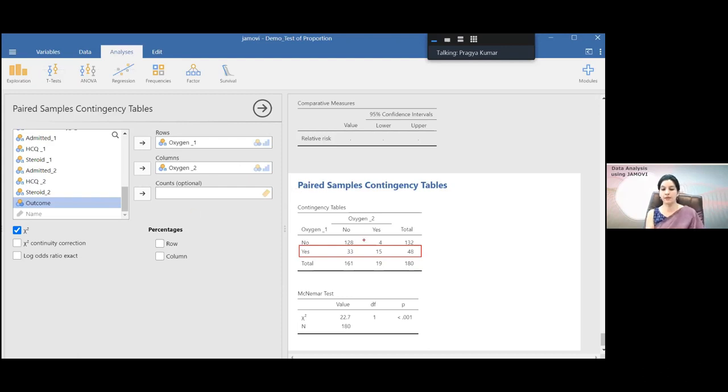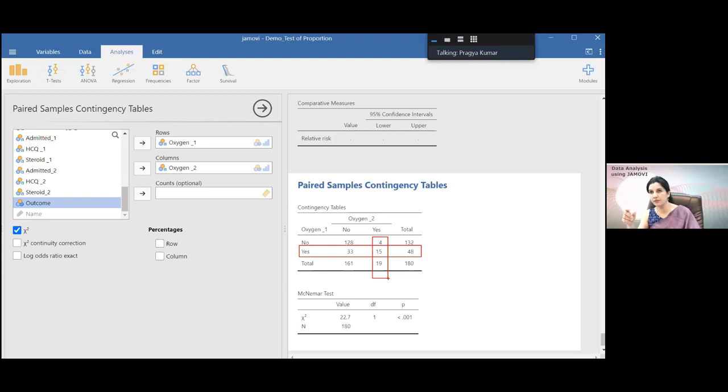And this column represents at the time of discharge. So now you have to write the number of people who required the oxygen at the time of admission and the number of people who required the oxygen at the time of discharge. All of you please write in the chat box. Can you show me the chat box? 48 and 19. Yes. Anybody else?